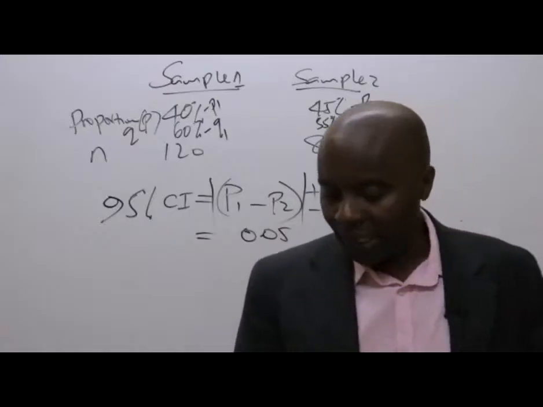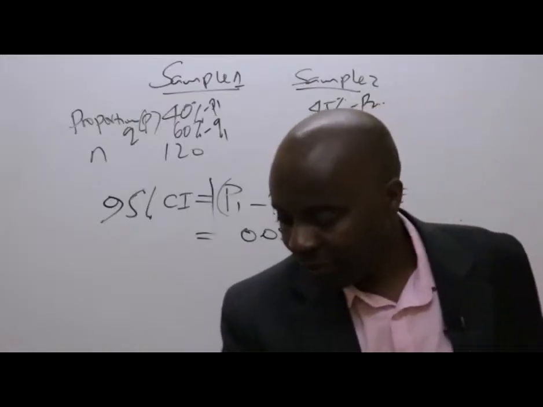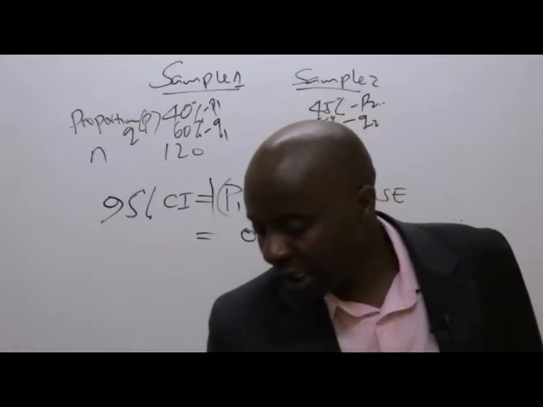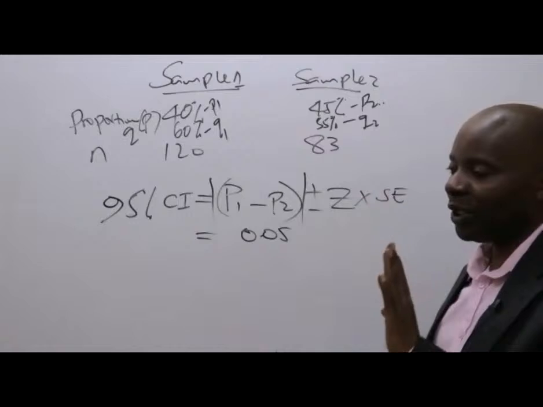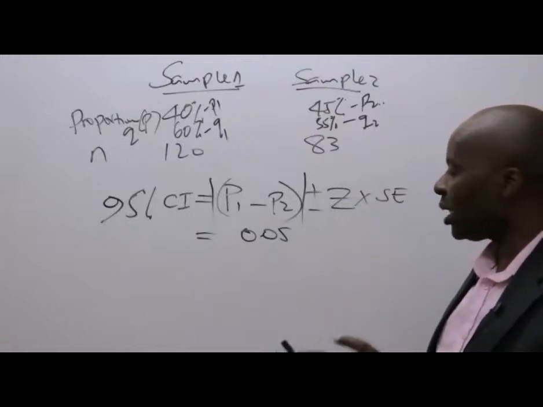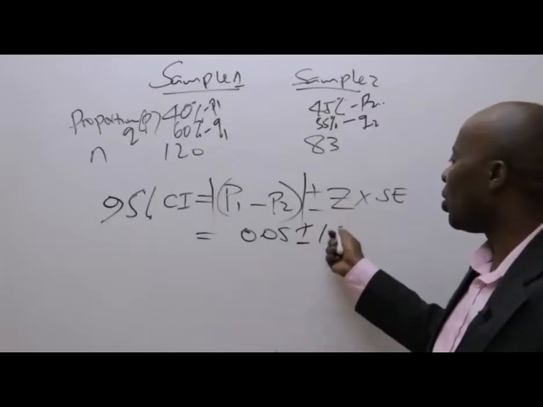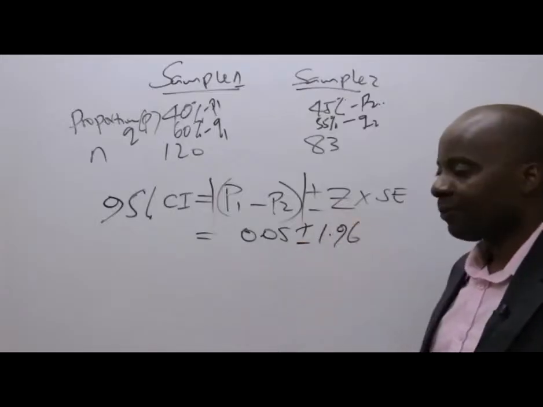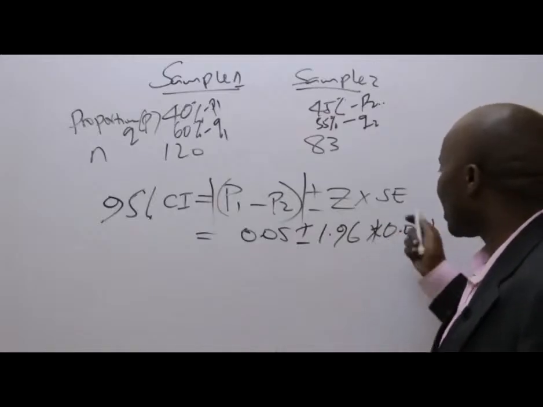And to imagine Dahir has been able to get that figure. And if that is the case, so we have a negative, but we are disregarding the negative. So we take it as 0.05 plus or minus the Z that you guys got, which is 1.96 times the standard error. Fortunately, the standard error, you have obtained it somewhere up there.